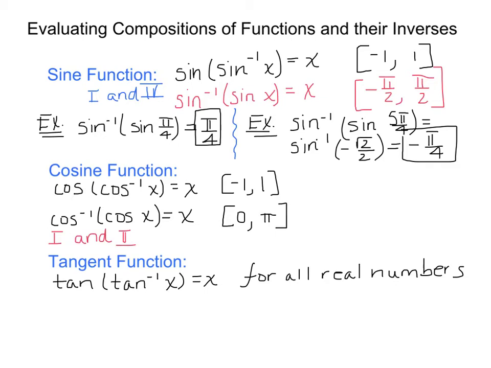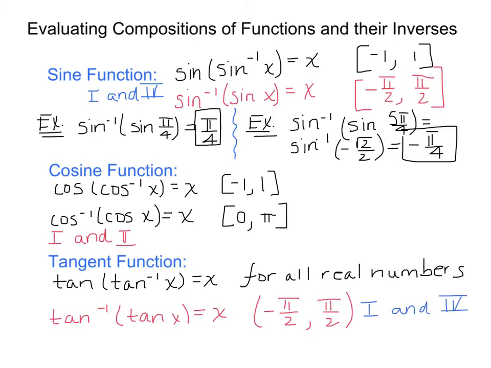However, if you do tangent inverse of tangent of an angle, then this is equal to the angle only if it is between negative pi over 2 and pi over 2, but not including those, because remember that's where tangent is undefined. So it has to be in quadrant 1 or 4, but not including the quadrant angles.